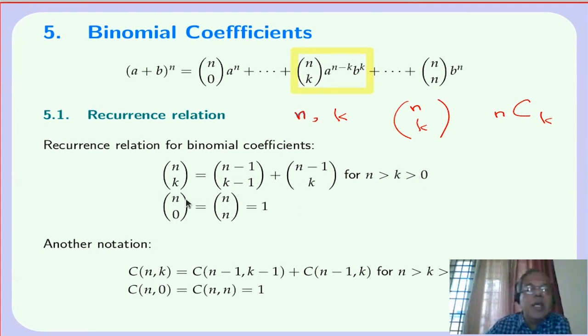If k is equal to 0, n choose 0 is equal to 1. Similarly, n choose n is also equal to 1. This is simply another notation: C of n comma k is equal to C of n minus 1 comma k minus 1 plus C of n minus 1 comma k for n larger than k larger than 0. C of n comma 0 is equal to 1. C of n comma n is equal to 1.